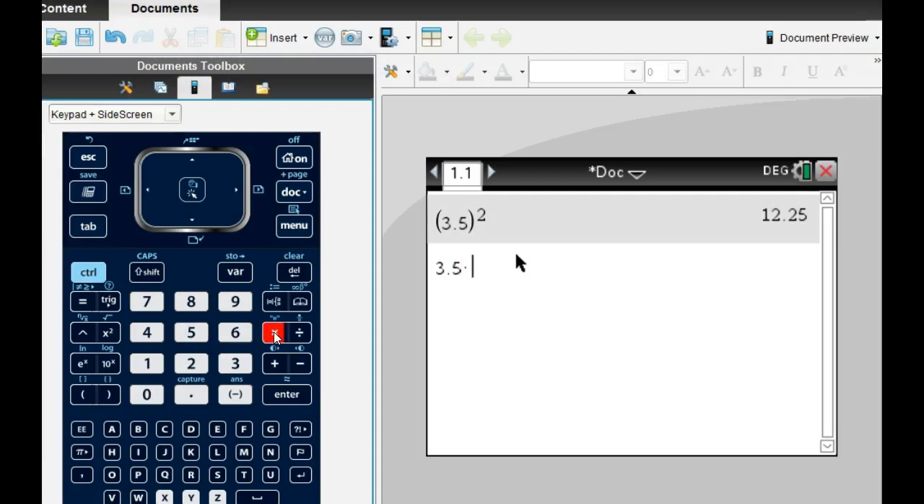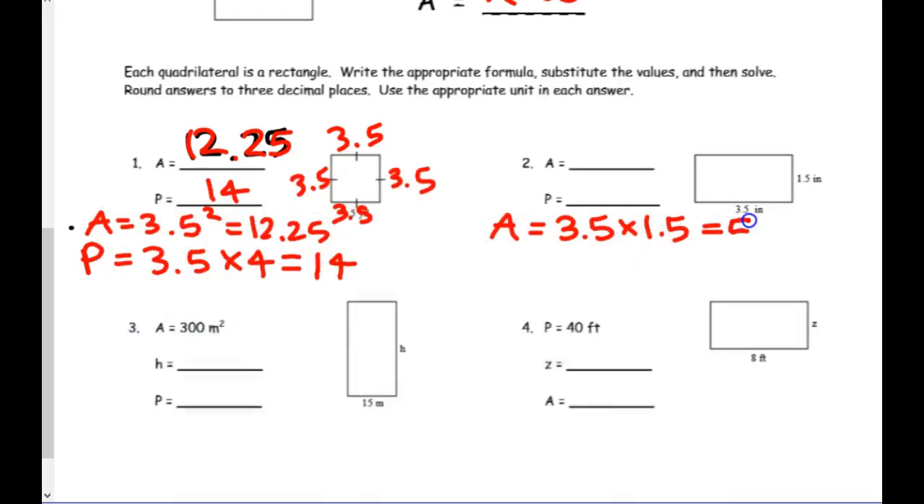What was it? 1.5. All right, 5.25. No big deal, right? Now this time we have units, so 5.25 inches, and anytime you do area, area is squared. So we are going to talk about inches squared, or another way to say it, square inches.